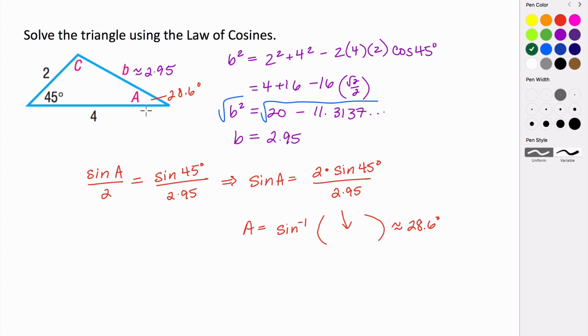And to find the measure of angle C, angle C is just 180 degrees minus the sum of these two measures, 45 degrees plus 28.6 degrees. And that gives us that the measure of angle C is 106.4 degrees. And there we've solved our triangle using the law of cosines.